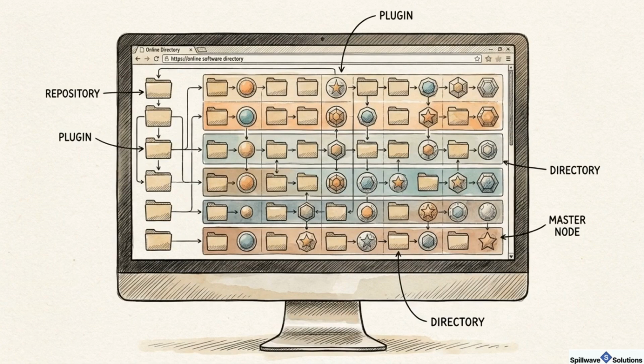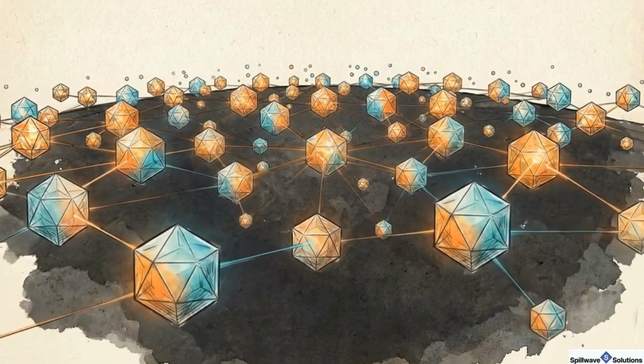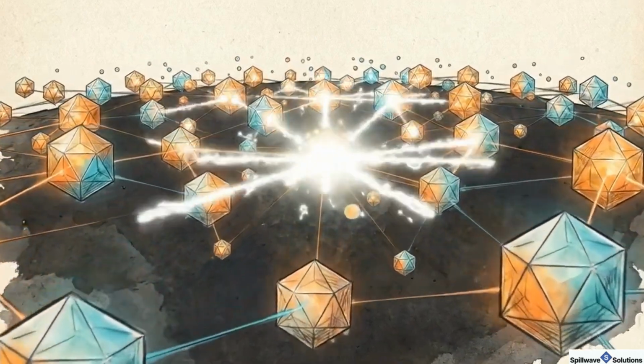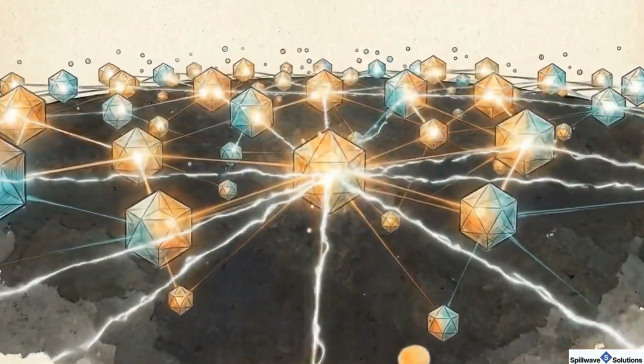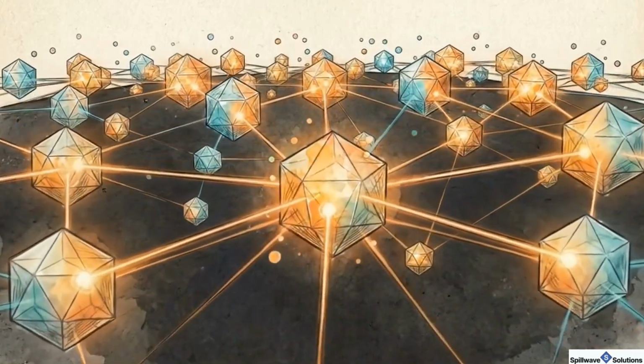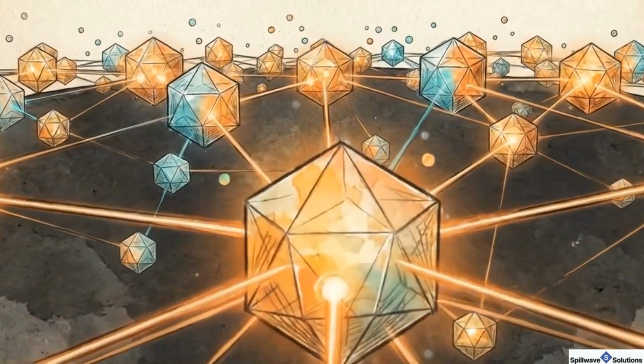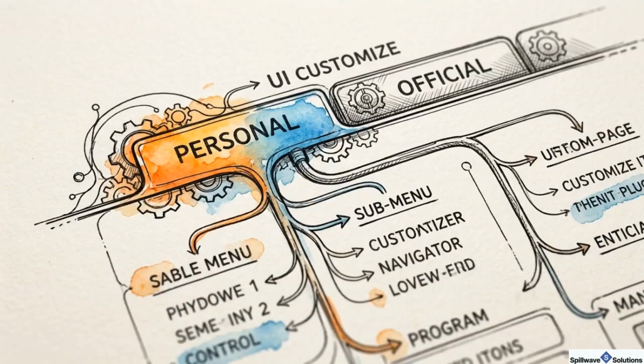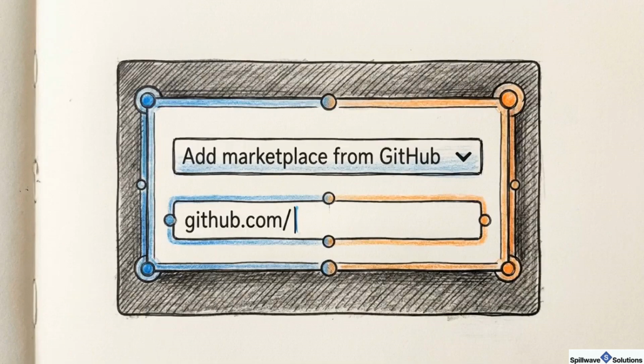The capabilities of the built-in app are just the baseline. The most powerful tools exist in extensive external repositories. A massive community-driven ecosystem is rapidly expanding outward, connecting thousands of independent, specialized solutions built by external developers. To add an external marketplace, navigate to the Personal tab within the Customize menu. Click the plus button, select Add Marketplace from GitHub, and enter the repository URL.